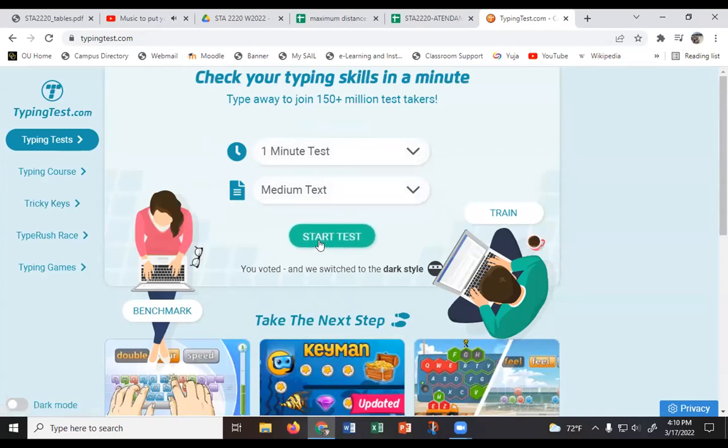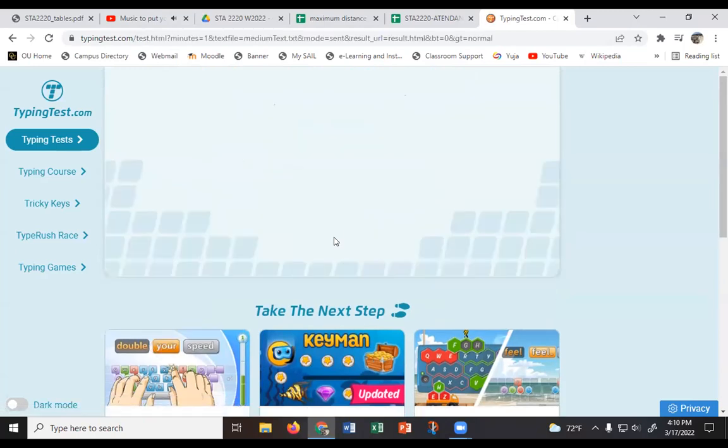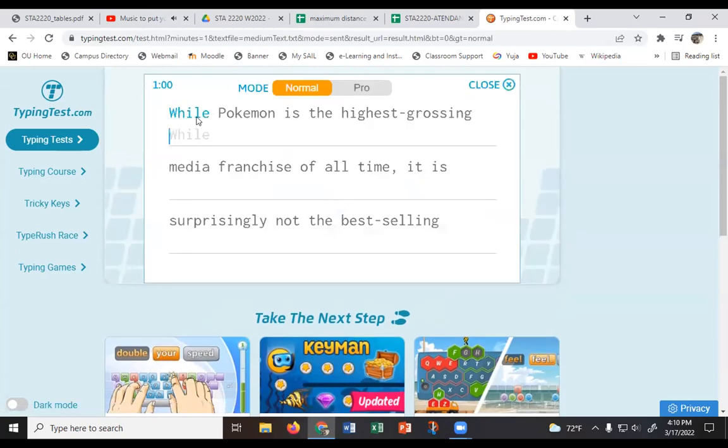Leave the default. I'm gonna start the test, and it's gonna give you 1 minute. I want you to type as fast as you can and as correct as you can for 1 minute. After 1 minute, it'll tell you how many words per minute you have. Make sure you remember the value. All right, ready, set, go.